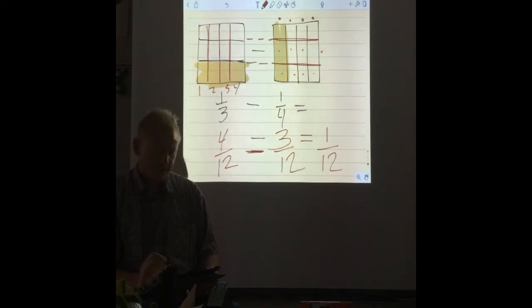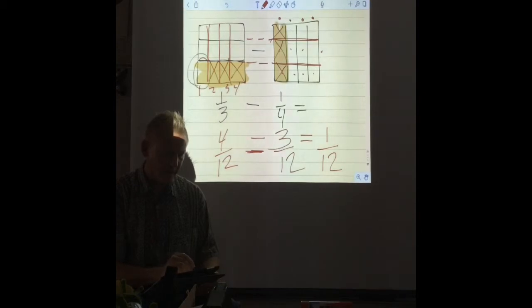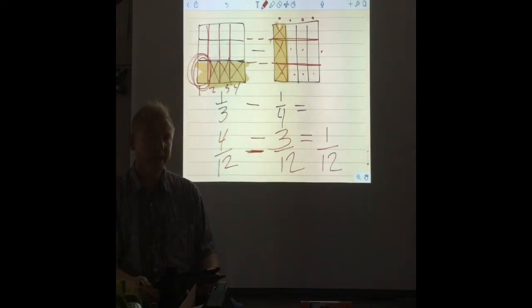That's a good job. Because what we did is that we took this one and we crossed it out here. We took this one and we crossed it out here. And we took this one and we crossed it out here. And that's how we ended up with what? 1/12. Yeah, with this 1 of the 12 pieces. Does that make sense? Yeah. All right, let's draw out another one.